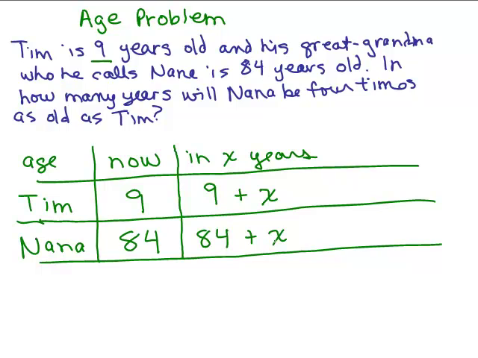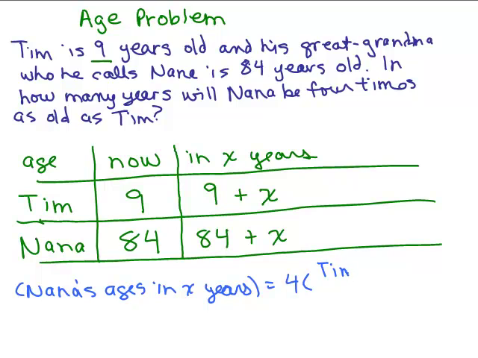All right. Now, what about what happens in that many years? At that time, Nana will be 4 times as old as Tim. So they're basically saying Nana's age in X years, let me move that over here, should be the same thing as 4 times whatever Tim's age would be. Right, that's what this is saying. In other words, she's older than him, right? You have to take Tim's age and multiply it by 4.